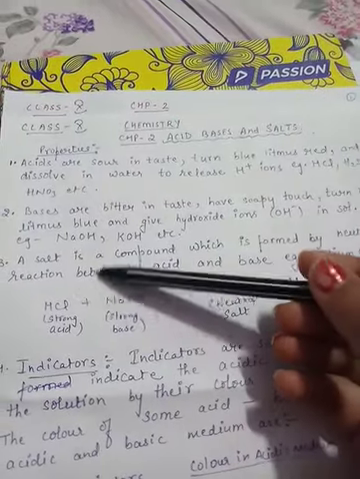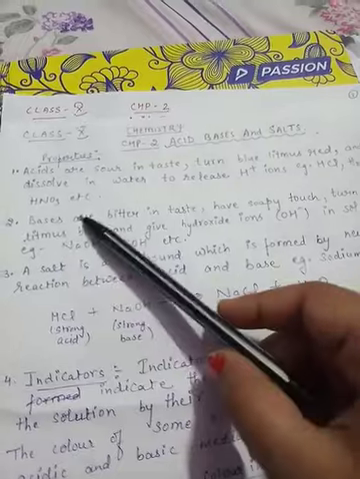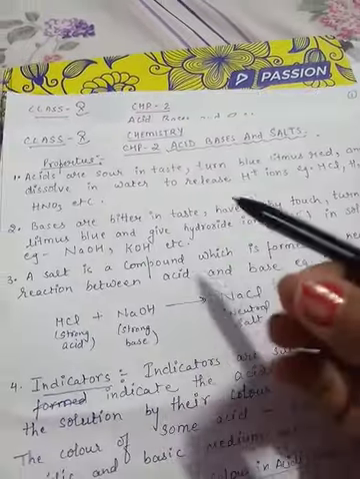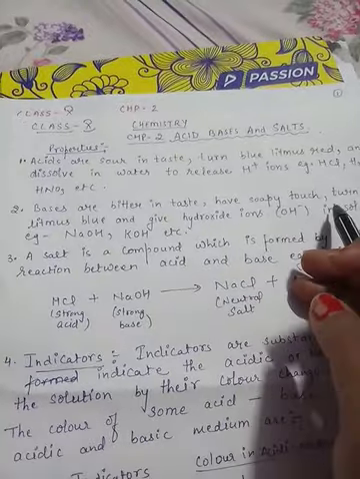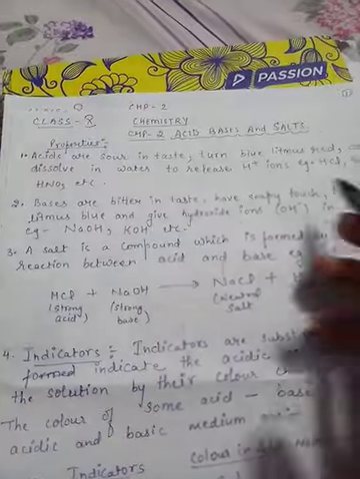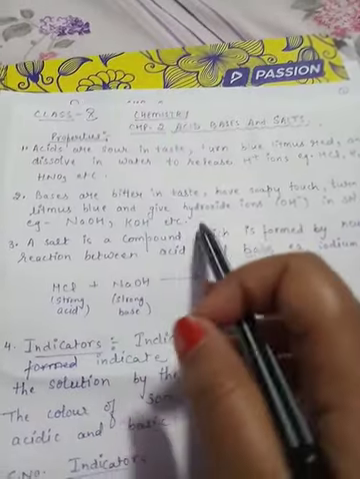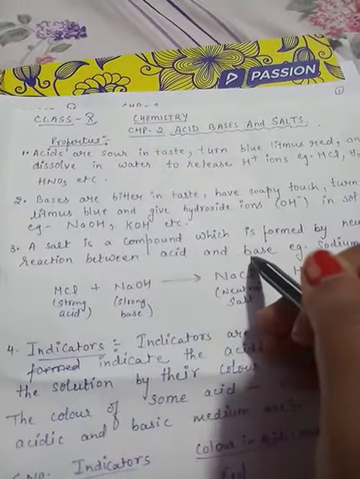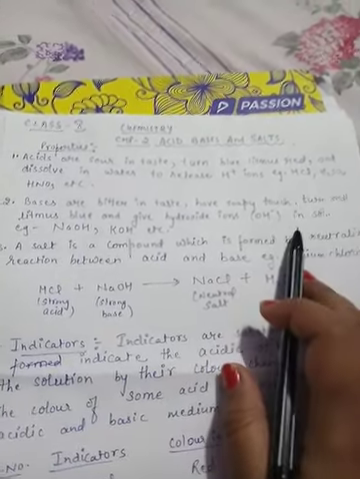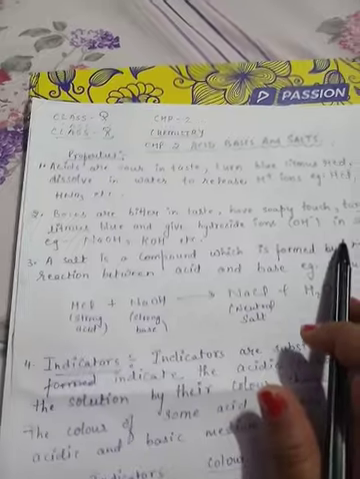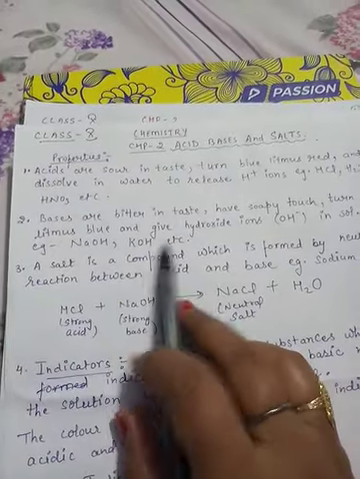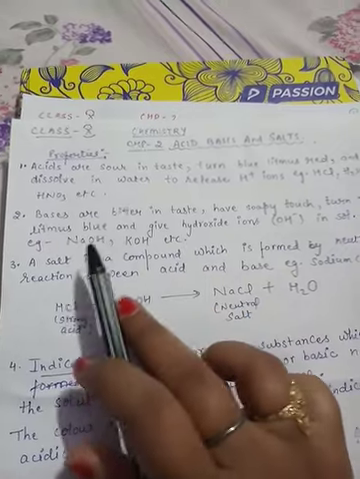If we come to the physical properties of bases, they are bitter in taste and soapy to touch. When you touch them, they feel somewhat soapy. They turn red litmus to blue and give OH negative ions, hydroxide ions, when they are in a solution. For example, sodium hydroxide, potassium hydroxide and many more.